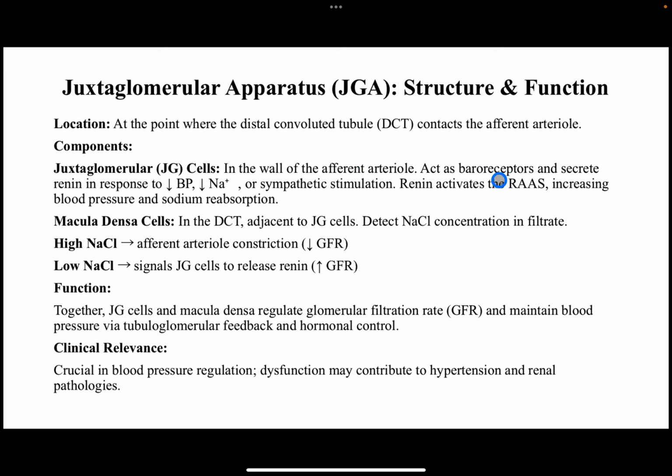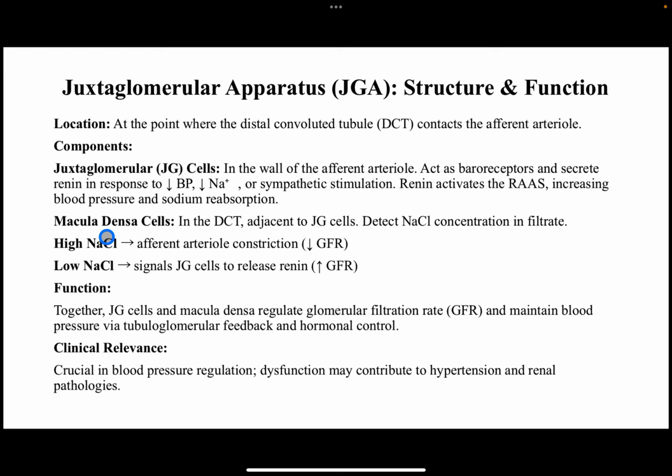They basically act as baroreceptors and secrete renin in response to low blood pressure and low sodium levels, and also activate sympathetic stimulation. Is that okay? So in a situation where there are low sodium levels, the signal is sent, renin will be activated, or with low blood pressure, renin will be activated, and that will increase blood pressure and also sodium reabsorption. And at the end of the day, glomerular filtration rate will increase. Is that okay? So basically that is it.